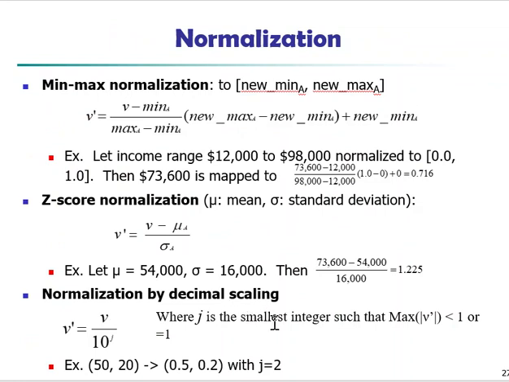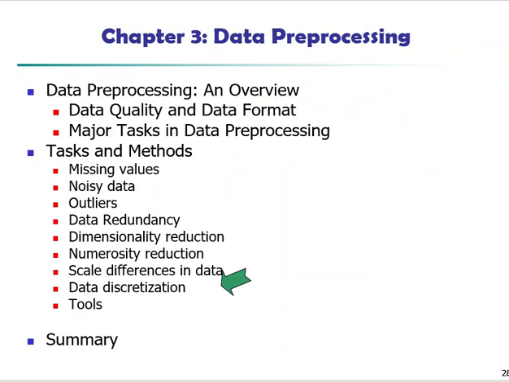Normalization by decimal scaling, which basically is to still reduce this into a range of -1 and 1 by dividing the original number by a number that's a power of 10. So here j is the smallest integer such that the maximum of the normalized value is less than or equal to 1. Using this to normalize this 50 and 20, we will pick j to be 2. Our normalization result would be 0.5 and 0.2. So both values are less than or equal to 1. So that's normalization. It's fairly easy and quick.